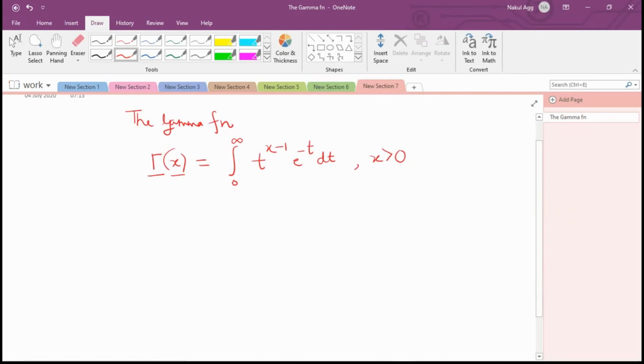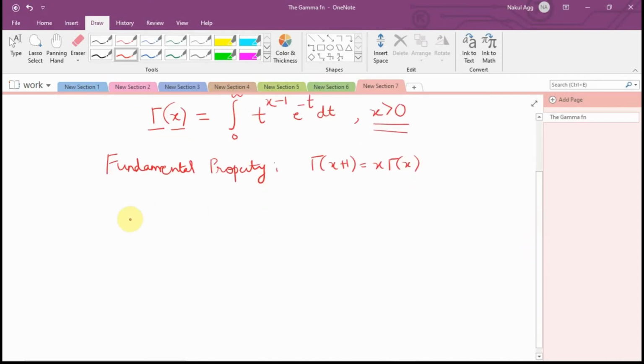Now this is the definition of the gamma function. We will see why this condition is important, but first we would like to prove the fundamental property of the gamma function, which states that gamma of x plus 1 is equal to x times gamma of x. So the proof is simple and straightforward. Let's look at its proof now.